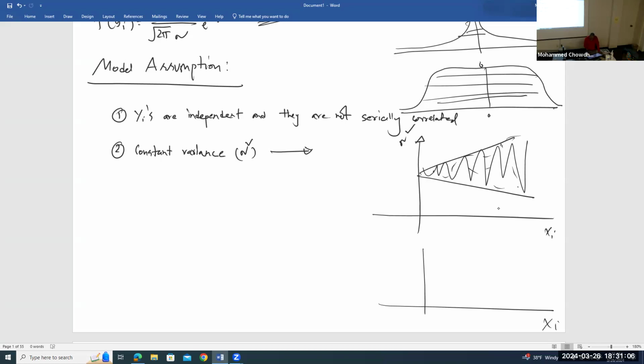You found something like that. Other way, you can find it like this. Xi is here, and it is changing. So constant variance: when xi is changing, the yi values or residual errors are not changing. This is a constant. Number three, xi's and error terms ei's are independent.